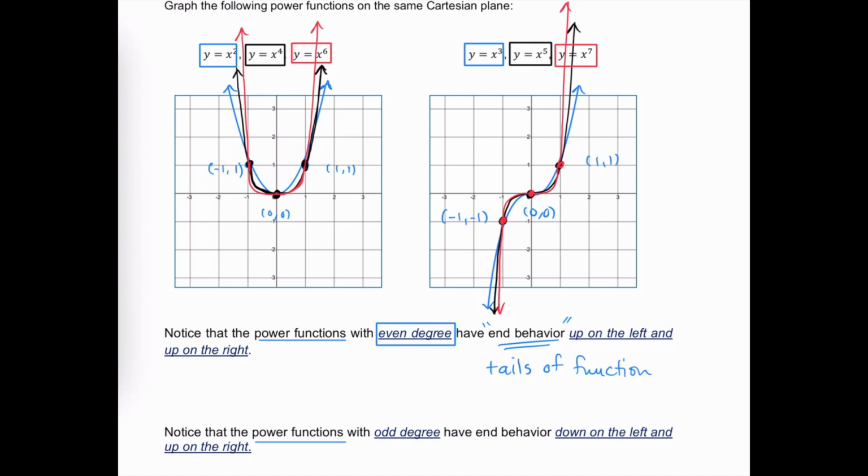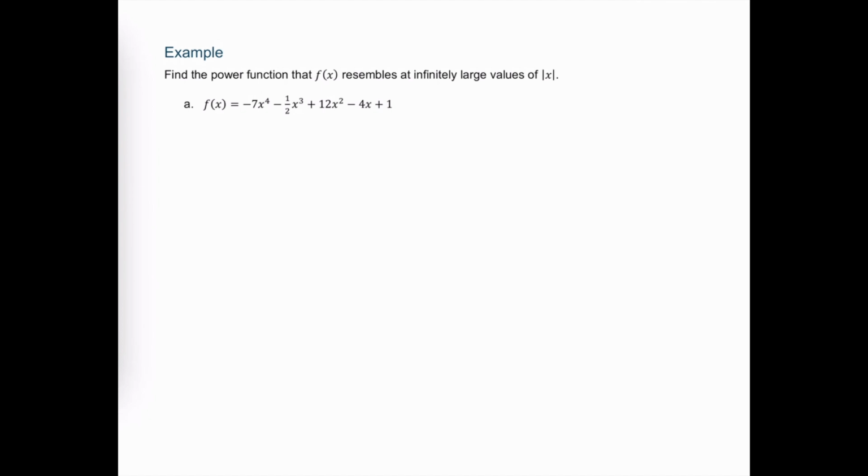And with the power functions that have an odd degree, their end behavior was down on the left and up on the right. All of these graphs have tails pointing down in the third quadrant, and in the first quadrant they're all going up. Now we're going to use that pattern to make some overall predictions about what the graph of a more complicated polynomial might do as x gets infinitely large, meaning essentially we're going to talk about the end behavior.